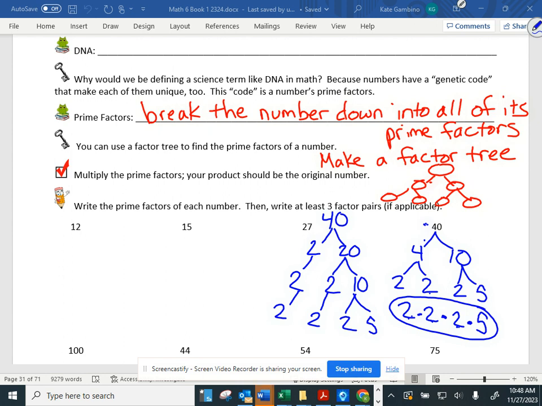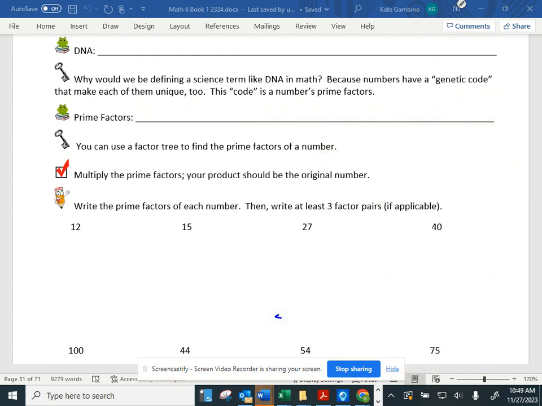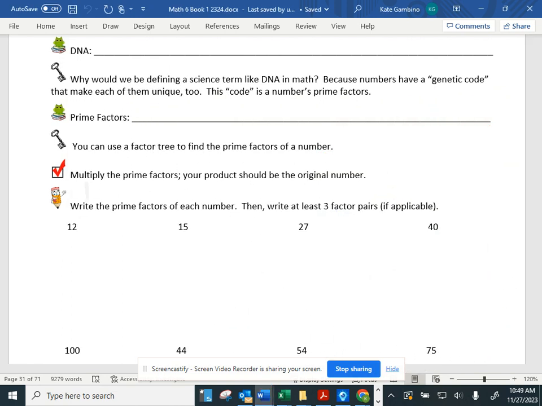So on the test, I'm going to want to see your work. Show me what factor buddy you're using and how you're breaking it down. All right.